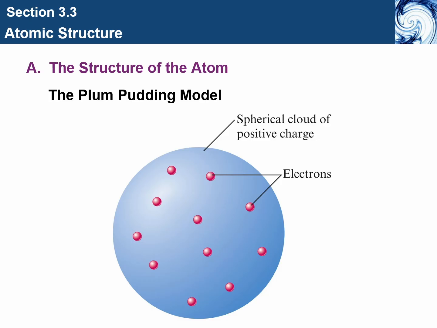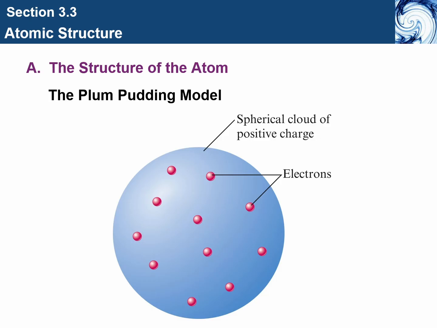I don't have a good picture of plum pudding, but imagine you've got a nice cookie and there's a bunch of raisins in it. That's it. In the diagram, the blue sphere represents the spread out positive charge, and the red particles are supposed to be the electrons, which would be the negative charge. The positive and negative charges would balance, making the atom neutral overall.